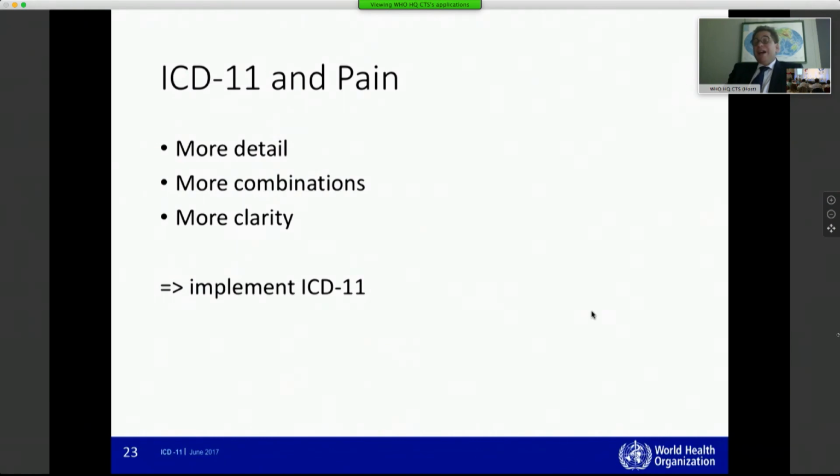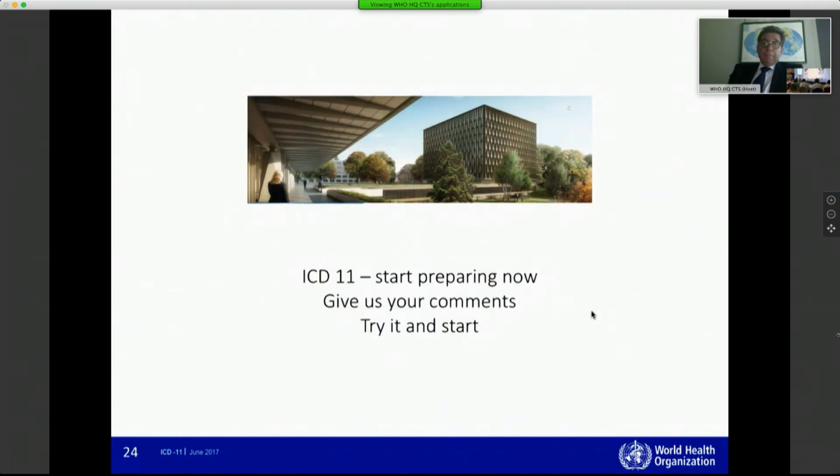So in the end, ICD-11 and pain, in what will it influence your policies? It allows for coding much more detail. It allows for combinations that didn't even exist in ICD-10, and it allows for more clarity thanks to the definitions that are there. I can only say, see to implement ICD-11 rather soon. Start preparing now. Give us your comments. As was said earlier, participate in the testing so you get acquainted with the system and try it and start using it.